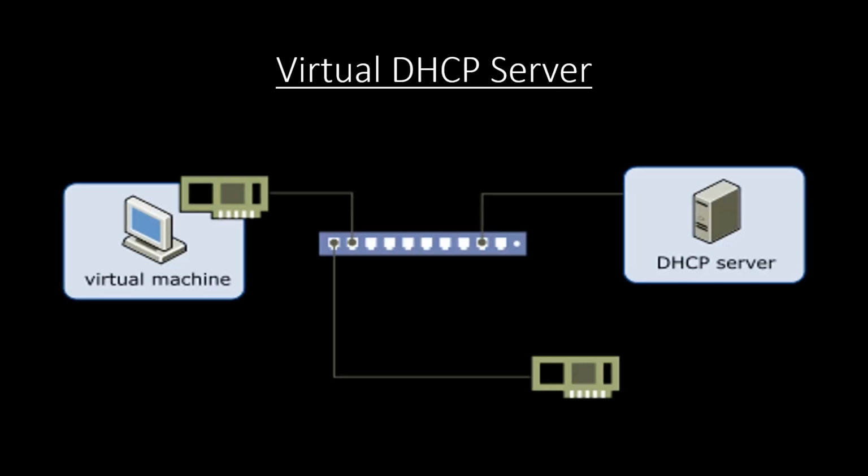The next component is the virtual DHCP server. The virtual Dynamic Host Configuration Protocol (DHCP) server provides IP addresses to virtual machines in configurations that are not bridged to an external network. For example, the virtual DHCP server assigns IP addresses to virtual machines in host-only and NAT configurations.